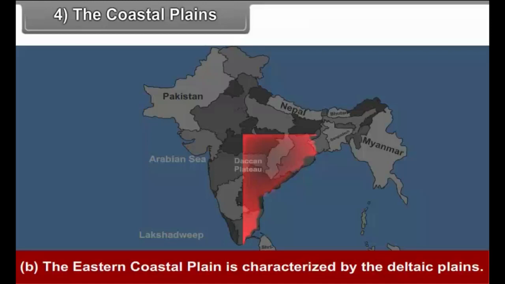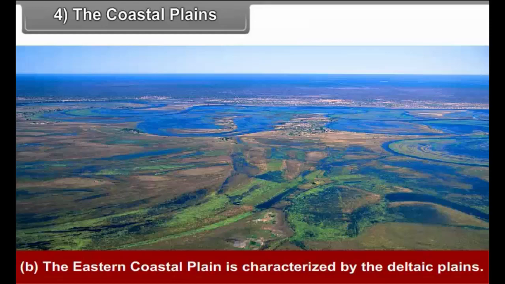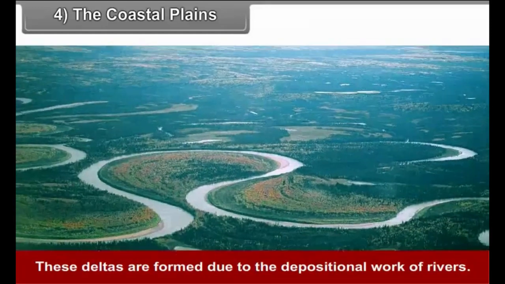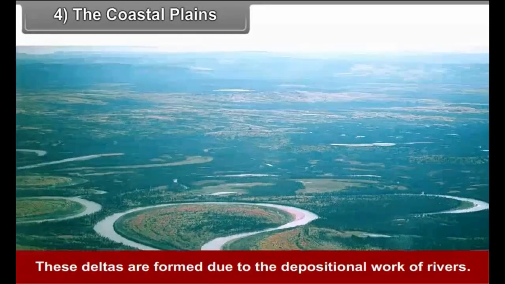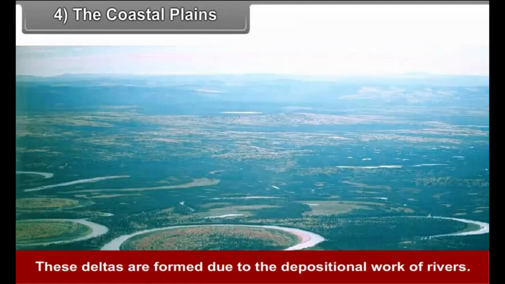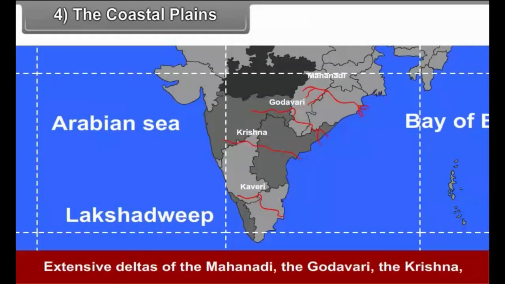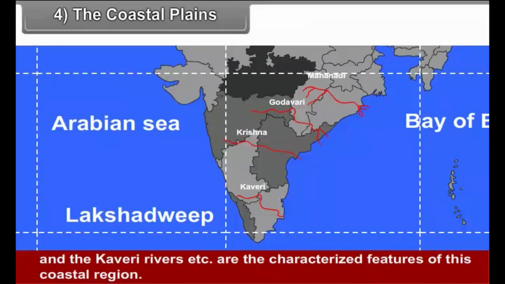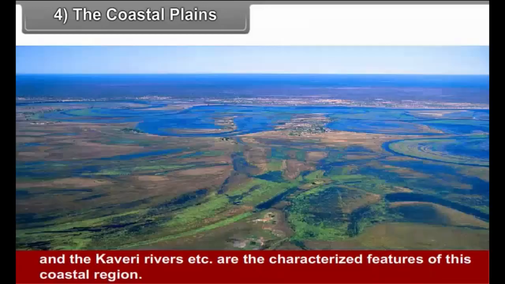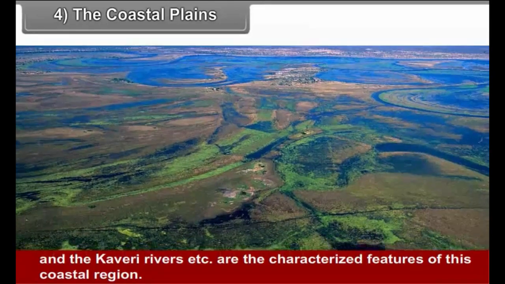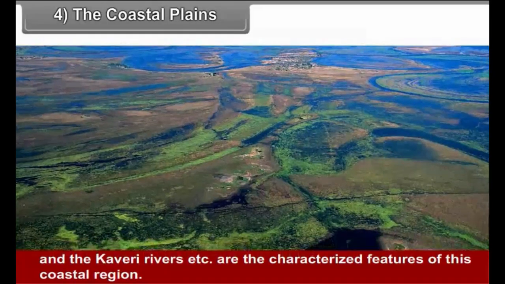The eastern coastal plain. The eastern coastal plain is characterized by deltaic plains. These deltas are formed due to the depositional work of rivers. Extensive deltas of the Mahanadi, the Godavari, the Krishna, and the Kaveri rivers, etc. are the characteristic features of this coastal region.